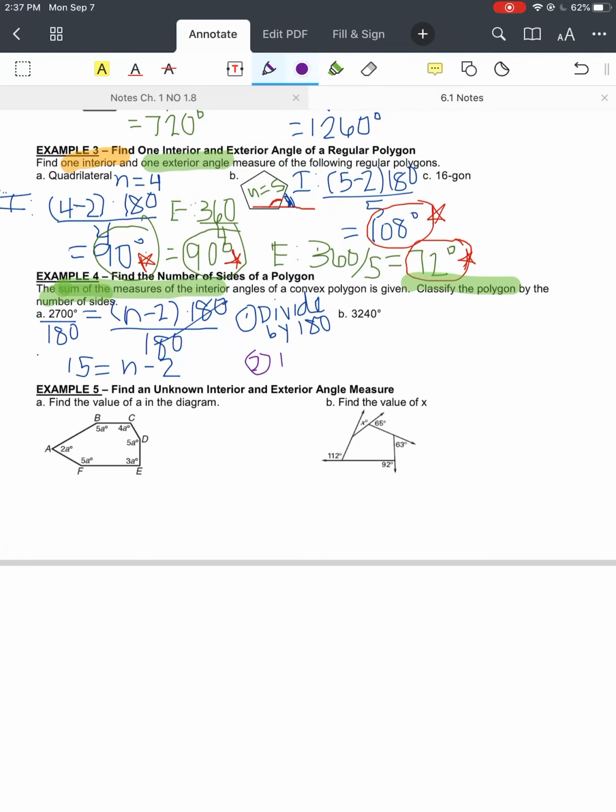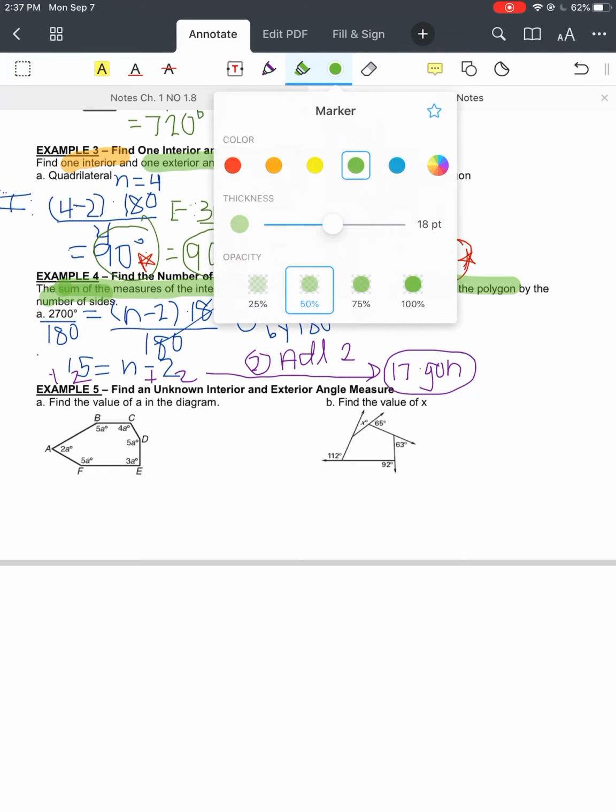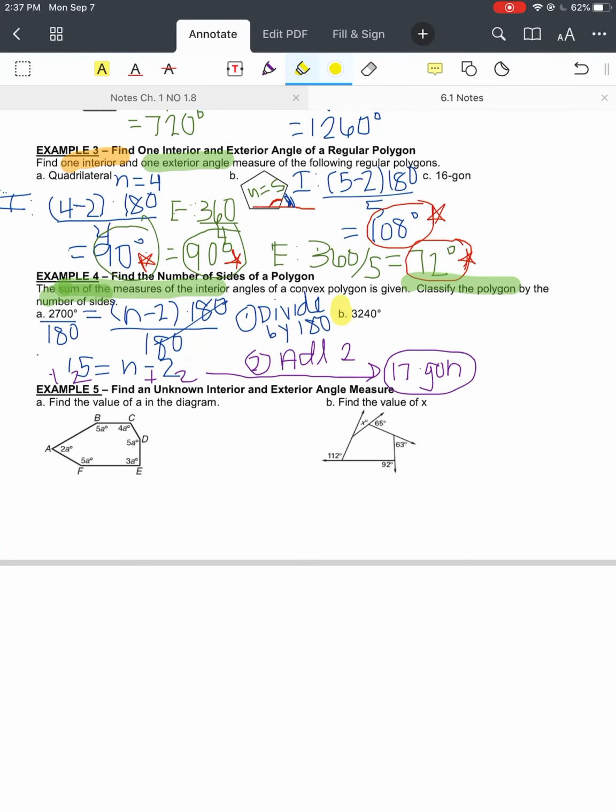So step 2, we need to add 2 to both sides. That's the big mistake people make. They just get so excited once they divide by 180, they forget to add 2. So add 2, add 2. We're going to be left with, and I'm sorry I'm running out of room here, a 17-sided figure or a 17-gon. So it's going to have 17 sides. Go ahead and try letter B on your own and then check your answer on the key.